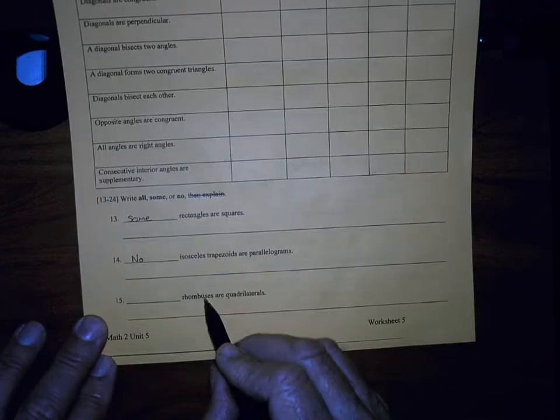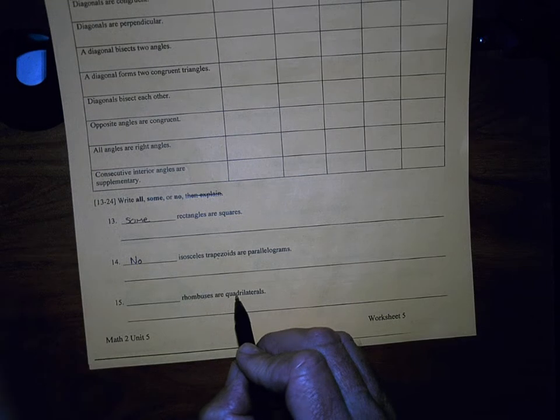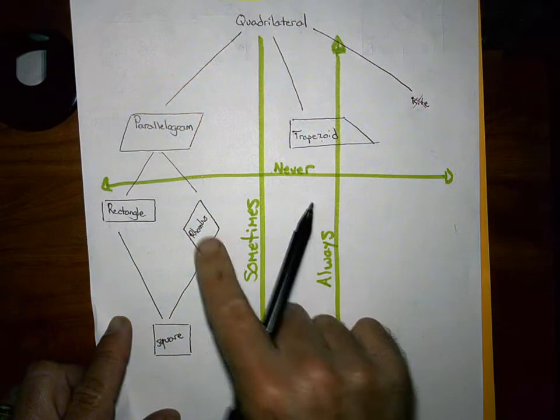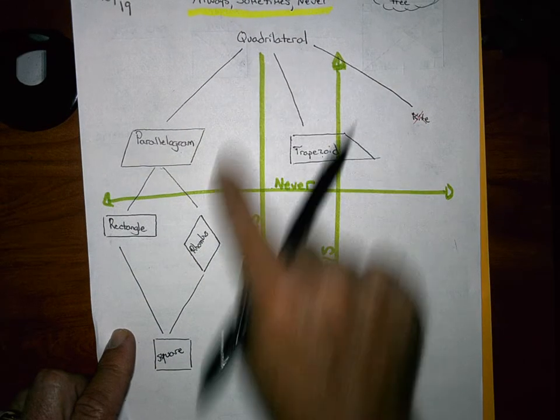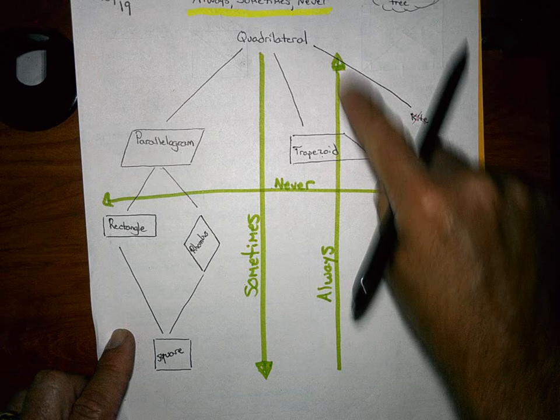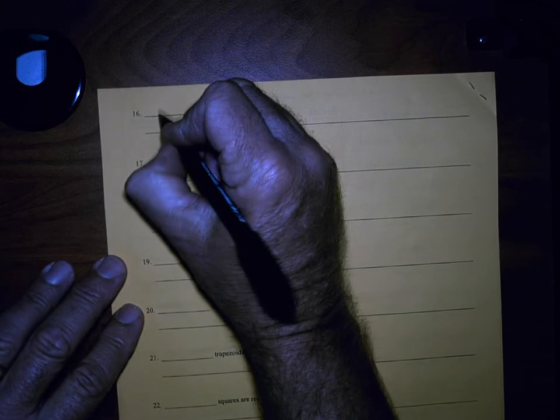Okay, rhombuses are quadrilaterals. The way we would read this chart is we start at rhombuses. We're going to move up the shape to quadrilaterals. Whenever you move up the shape, notice there's the arrow going up. The answer is always. So number 15 would be all. Okay, so we're just using that diagram from the notes we did on 10/18. Squares are triangles. That is no, that's never.